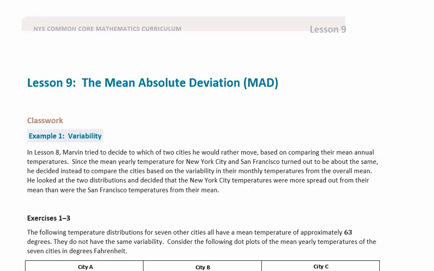Alright, so we're on lesson 9 of our statistics unit entitled The Mean Absolute Deviation. So we should remember from last week's lesson that deviations are what? Your deviation is your mean minus what? Minus the value.